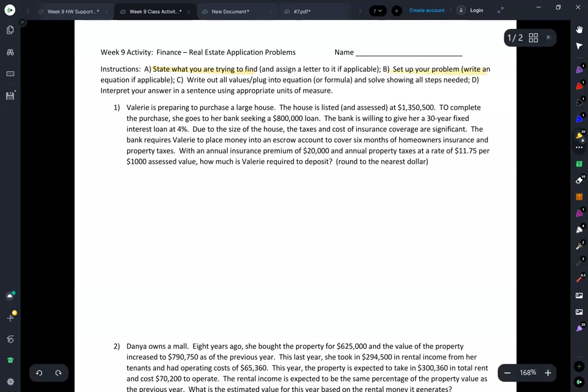You're going to set up your problem. If applicable, use an equation. Then write everything out and plug it in. Solve your problem, showing your steps, and then interpret your answer in a sentence. And make sure you include your dollar signs and all that sort of thing.